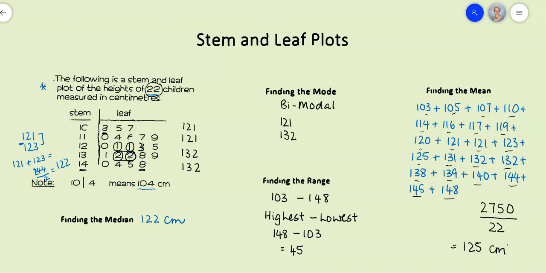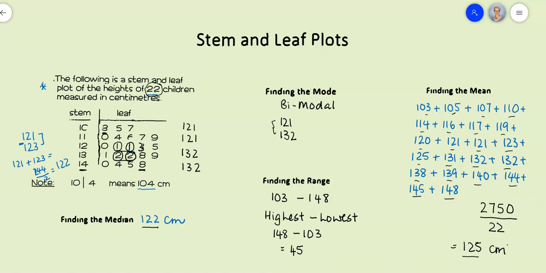So let's look at our values all together now and analyse them. We have a mean of 125. We have a median of 122. We have two modes, 121 and 132. And the range is 45. So, which one of these would you use as your average? 122, 125, 121, or 132?